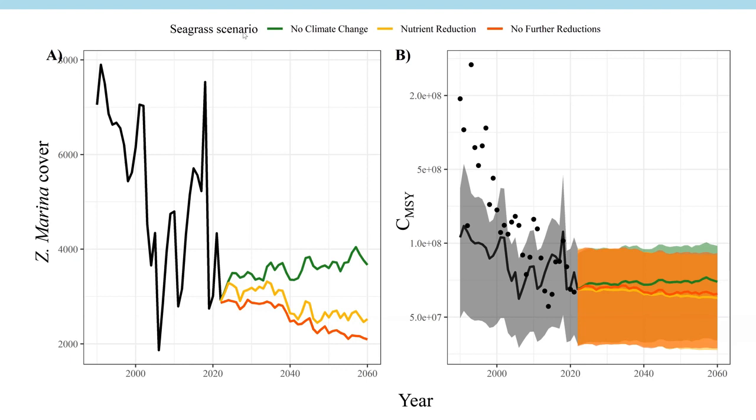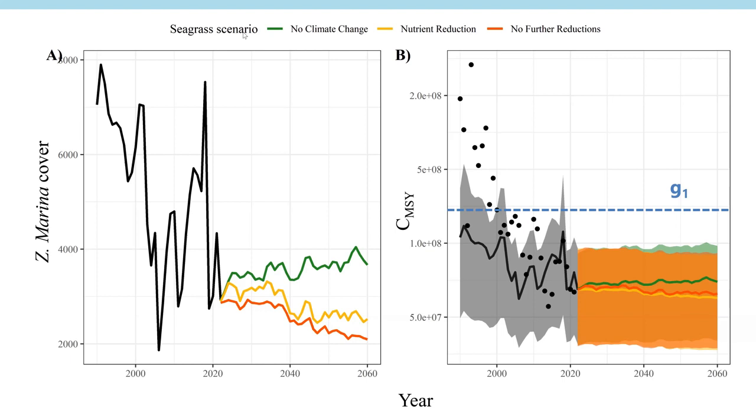In addition to the best fitting model, I also calculated what the maximum sustainable yield would be for the model that did not include any seagrass cover. And one thing that we found that was interesting is that, obviously, if the population dynamics are not predicated on seagrass habitat, then the maximum sustainable yield is quite constant.